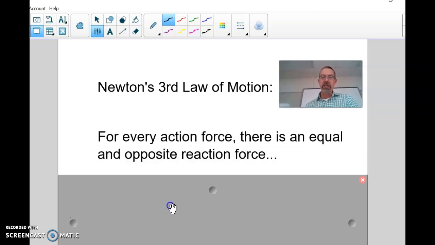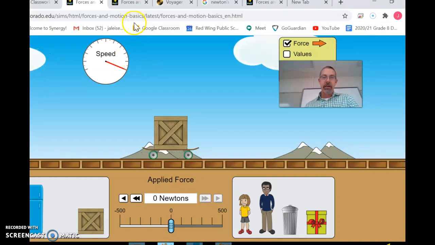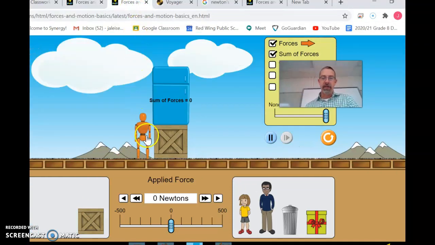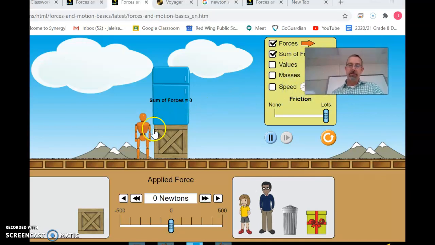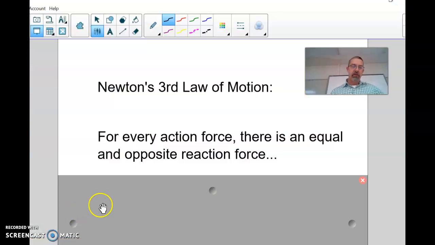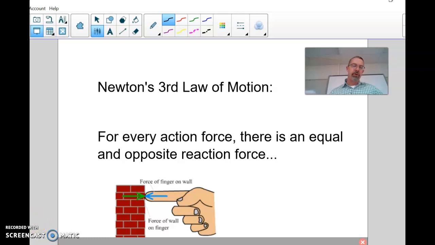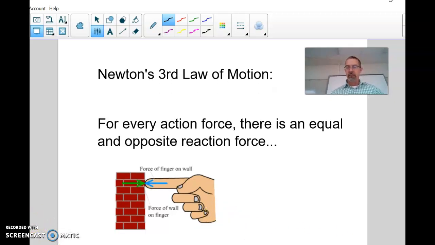For every action force, there's an equal and opposite reaction force. And again, let's go to this trusty dusty website. If I apply a force on this object, notice that as long as I've got some friction, lots of friction here, this box is going to give me an equal and opposite force back. So these are Newton's 3 laws of motion, and we're going to cover these in a little bit more detail once we get a little bit further. I just want to give you a quick overview. Here this person's pushing a finger on the wall, and the wall's pushing back with an equal amount.